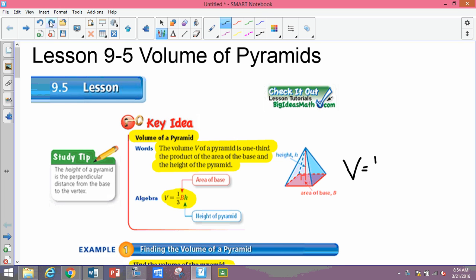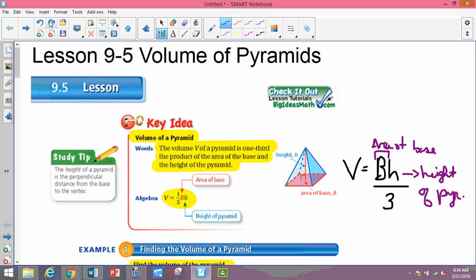Now, I prefer to use this formula so that you're not dealing with a third of a fraction in a fraction. Volume equals B, the area of your base, times the height of the pyramid, divided by 3. Again, capital B is the area of the base, and H is the height of the pyramid, the perpendicular height. So it's from the very point down to the base, okay? And that's the formula for solving this.